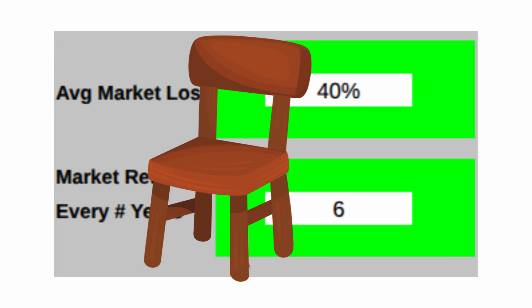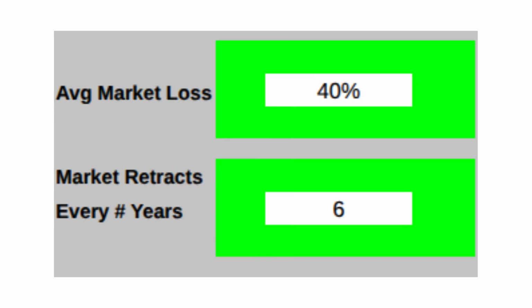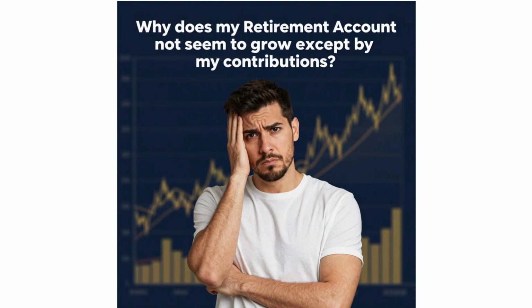The first market decline scenario often ends up with a CAGR, or compound growth rate, of less than 1%. The second ends up with a CAGR of a negative number in the range of negative 1% to 0. If you use historical growth, you should match it with historical declines, don't you think? This often clarifies why many ask, why does my retirement account not seem to grow except by my additional contributions?